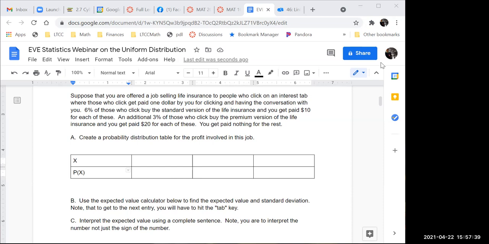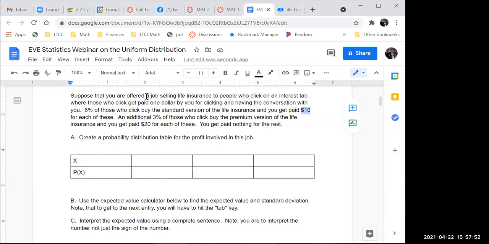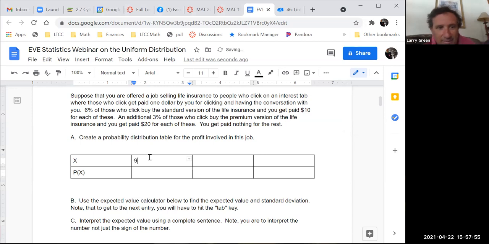Nine, 19, and -1. Okay, so 9 because you get paid $10 if you get that 6% chance, but you had to pay $1. So that's 9. And then you get the $20, but you had to pay $1 if you get that 3% really nice one. So that's 19 because 20 minus 1 is 19. And then you get paid nothing for the rest, but you have to pay $1, so it's -1. Any questions at all on finding X?